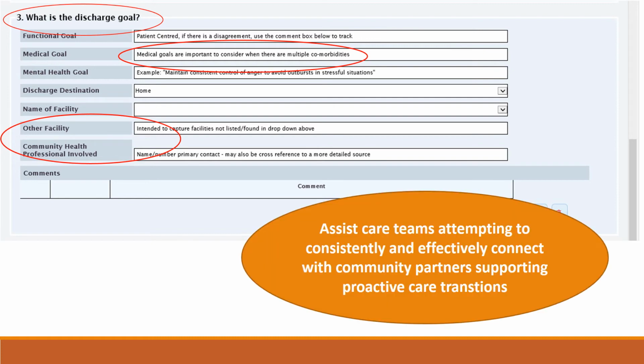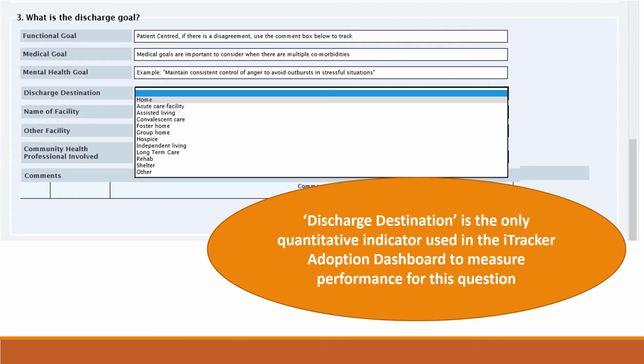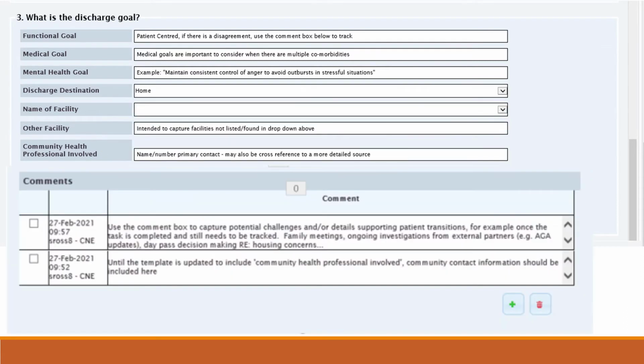We have also added a field to prompt for community health professional involvement. This will assist care teams attempting to consistently and effectively connect with community partners to support proactive care transitions. The team should also be reviewing the discharge destination daily and ensuring proactive interventions are being implemented to address discharge needs.